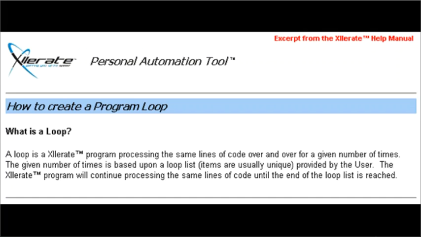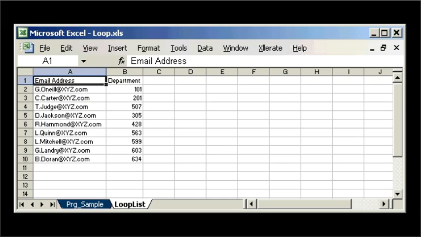Creating a loop gives you the ability to process multiple items, like emailing reports, over and over for a given number of times. That number of times is based upon a loop list that you create. As a side note, the loop list could be queried from a central database, or from your Outlook contact address list, or, as in this case, maintained as a separate worksheet in the program workbook.